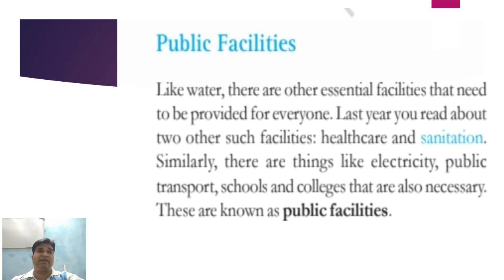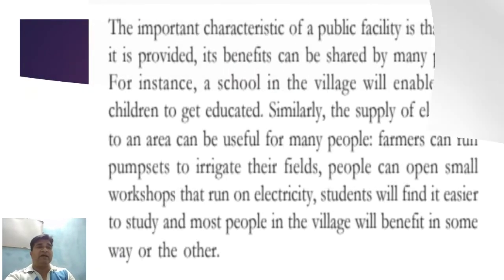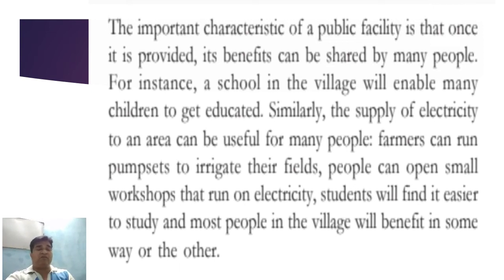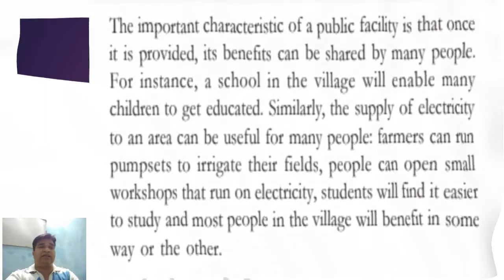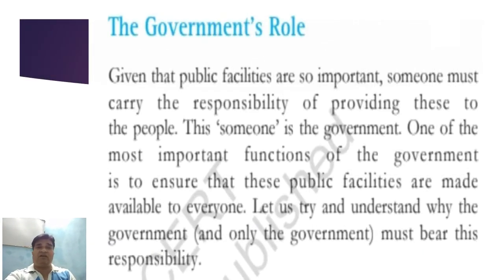Next heading is public facilities. All the facilities like water, electricity, transport, schools and colleges that are provided free by the government come under public facilities. Public facilities are provided so that people can benefit from them. For example, once a hospital is made, it will be there forever. So those who come to that area in the future will also get benefits from it. Once a public facility is given, it is forever.